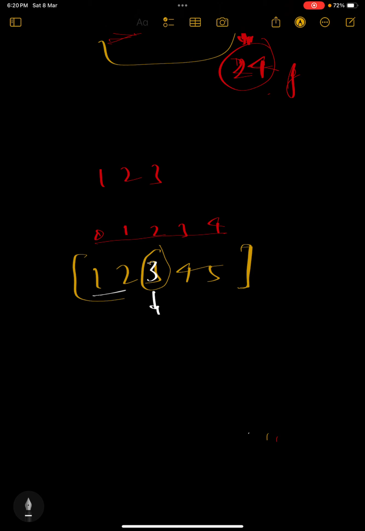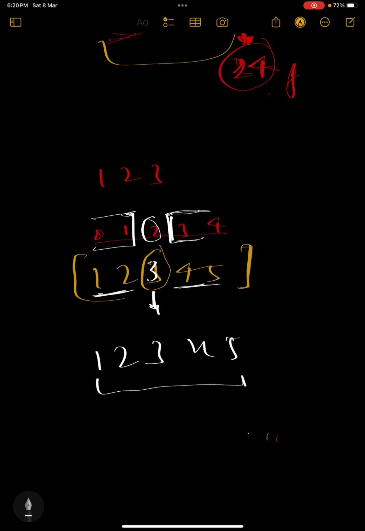We require the sum of all previous elements and the sum of all next elements after this index. I hope you understand what I'm saying. If you are at index 2, you want the multiplication of all right side and all left side, right? That's the first thing. Second, 1 2 3 4 5.